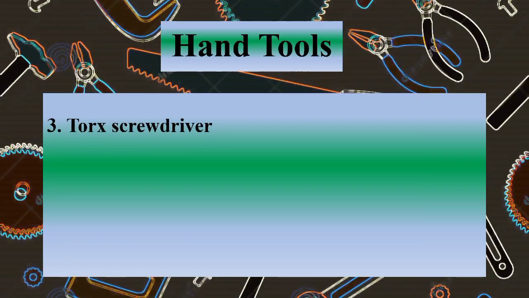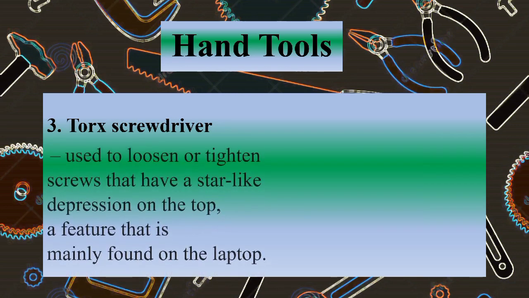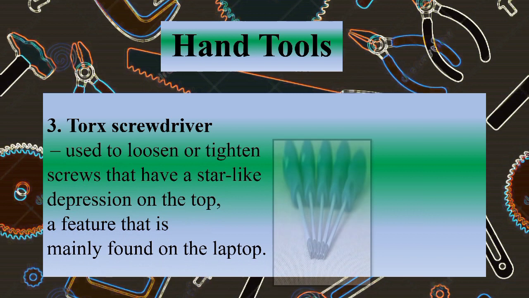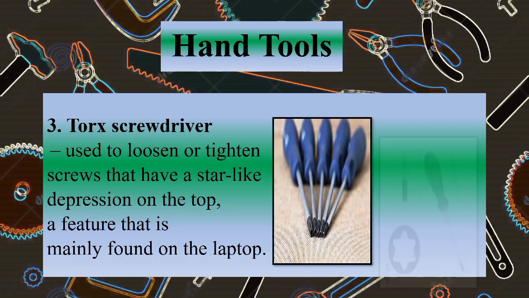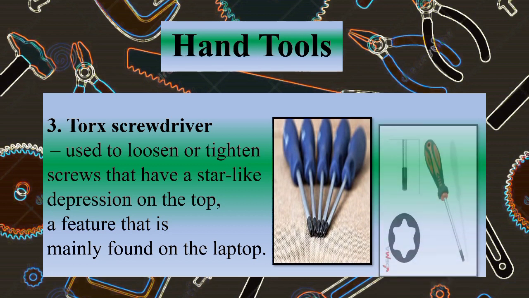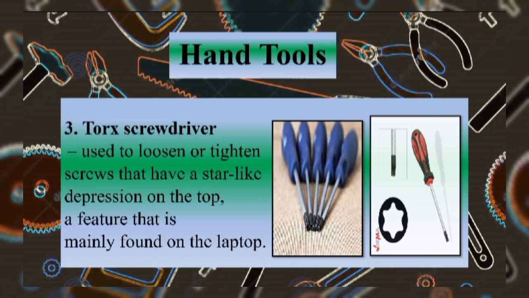Next is the torx screwdriver. This is used to loosen or tighten screws that have a star-like depression on the top, a feature mainly found on laptops. So observe also the tip of this tool. It is star-like.